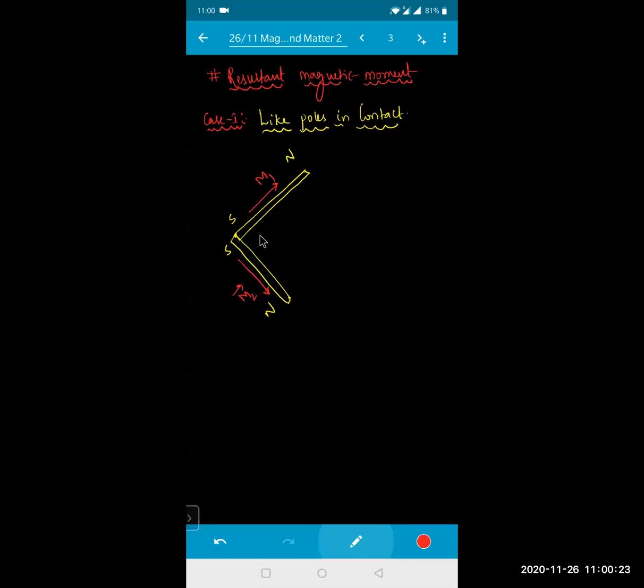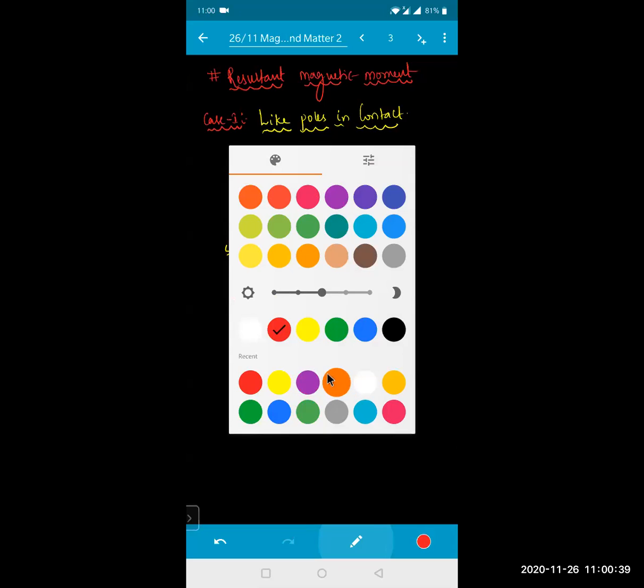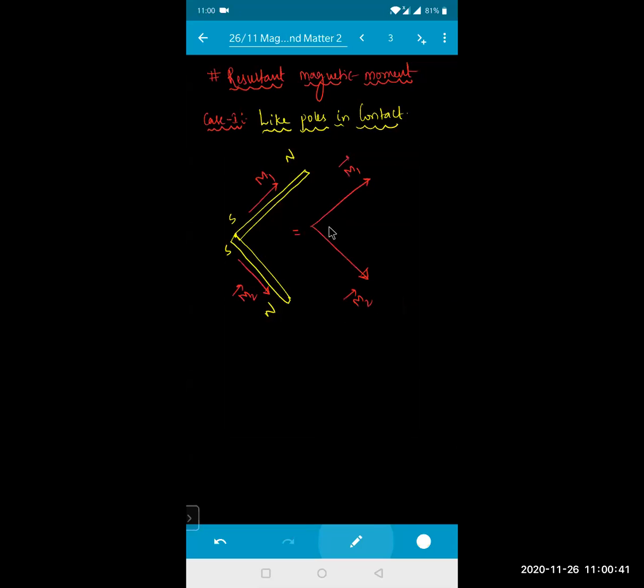When like poles are in contact like this, isn't it? It is something like this, beta. There is one vector like this, this is your m1 bar, and there is another vector like this, this is your m2 bar. When two vectors tail and tail are coinciding, the resultant is given by the parallelogram law of vector addition, beta. So the resultant of this one is given by this one. So this is your resultant, that is nothing but m bar.